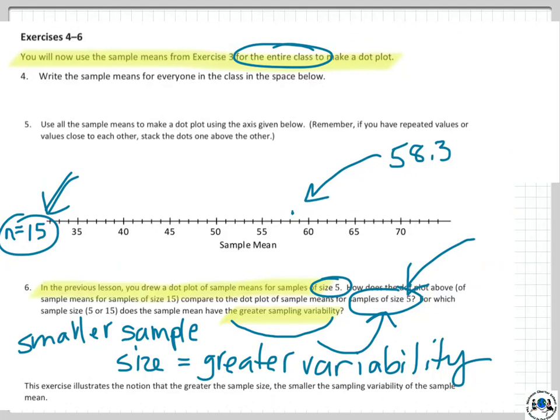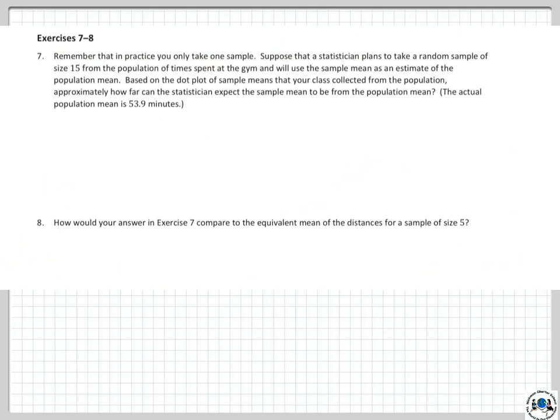All right, and again, this exercise illustrates, we really haven't done the whole exercise, sorry about that, that the greater the sample size, the smaller the sampling variability, okay? And that's just the opposite, of course, of what we said here. Smaller sample, because it's the inverse, is greater variability. And then we have greater sample, the smaller variability. Okay, let's just keep plugging on through here.